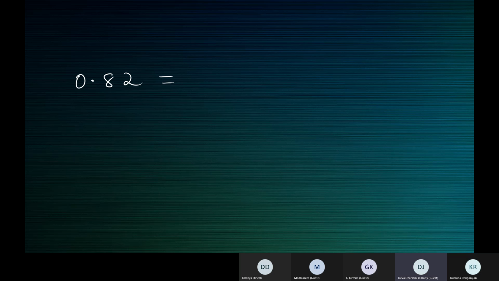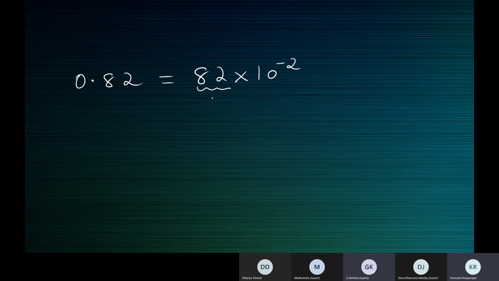Ma'am, can I say, ma'am? Yes. Ma'am, can you teach one second? I'm not sure, ma'am, after listening to the sums. Ma'am, the answer is 82 into 10 to the power minus 2, ma'am. Is 82 in the range? Ma'am, it's 8.2. Sorry, ma'am.